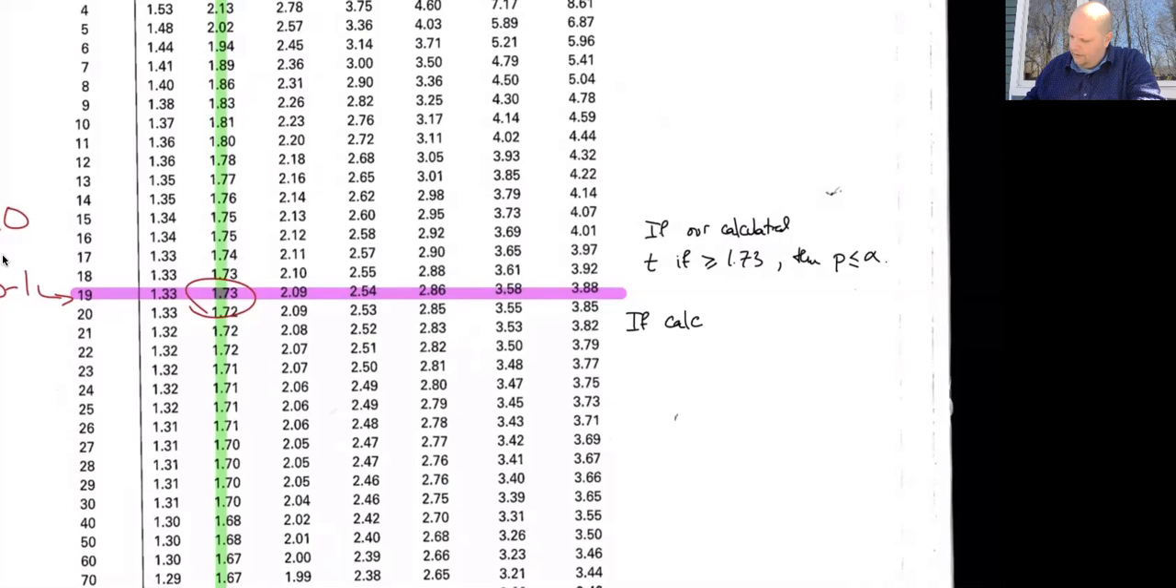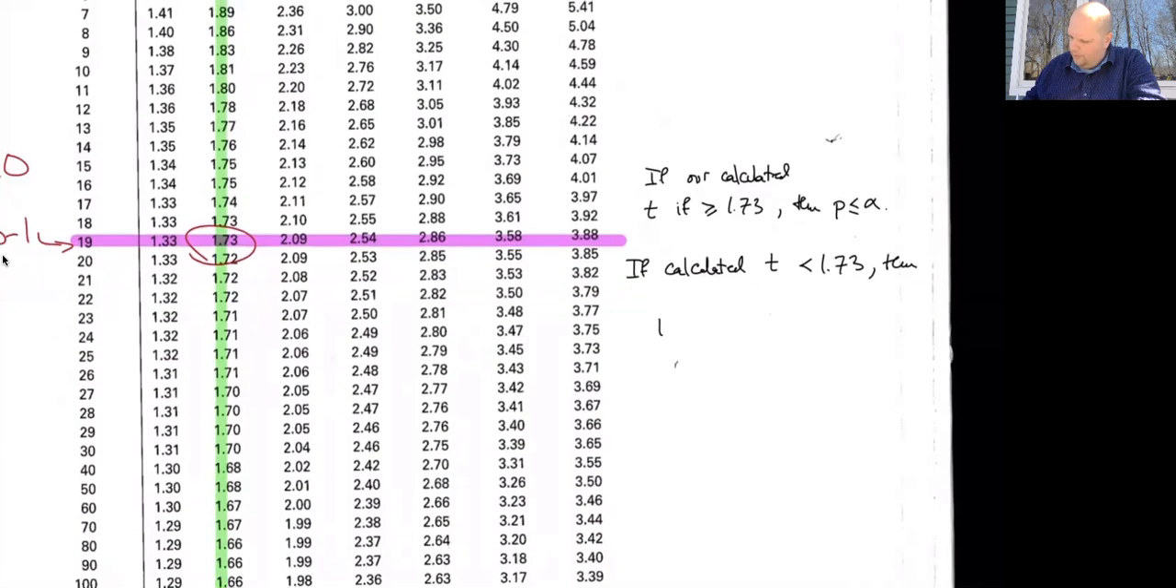If, on the other hand, your calculated t-value is less than 1.73, then your p-value for this test is greater than alpha. So the question is whether this t-value is bigger than or less than 1.73. Let's change that to correct it.